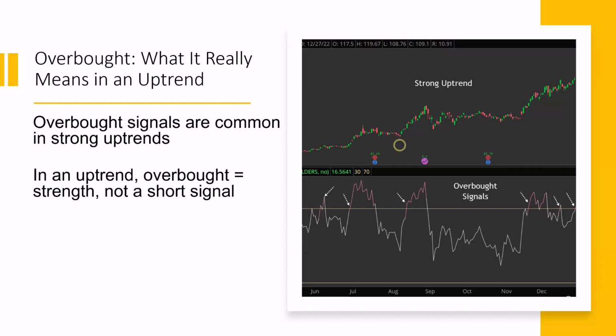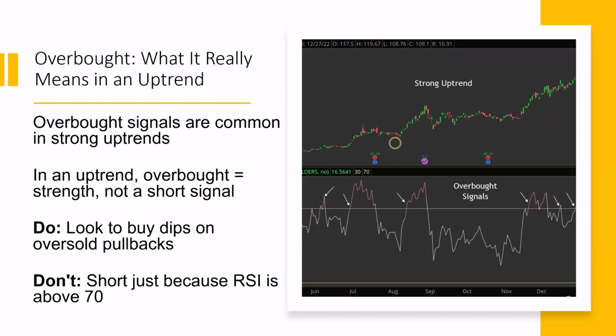And so when you are officially overbought, you don't really want to chase price. You don't want to chase price because price has been going up, up, up, up, up, and you don't want to be that bag holder. And so in an uptrend, when you're overbought, it's a sign of strength. And what you do is you look to buy dips in oversold pullback conditions. What you do not do simply because it's overbought is short. Overbought does not mean short.